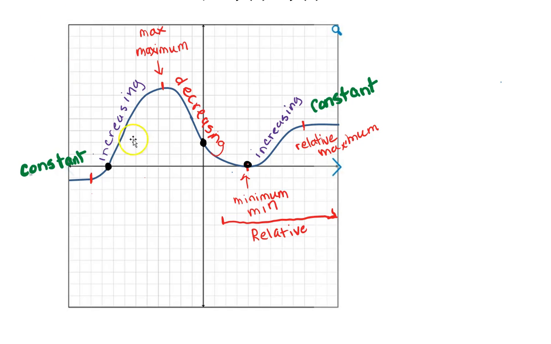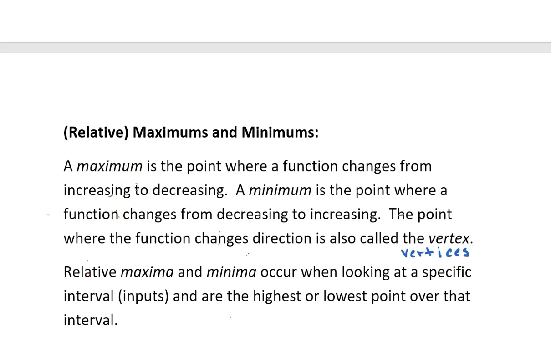As we go along here, when we talk about these turning points where it goes from being increasing to decreasing or decreasing to increasing, those are also called vertex. And to have more than one of them is called a vertices. It's called vertices. That's the plural of vertex. Okay? And vertices is spelled V-E-R-T-I-C-E-S. Oops, sorry about that.